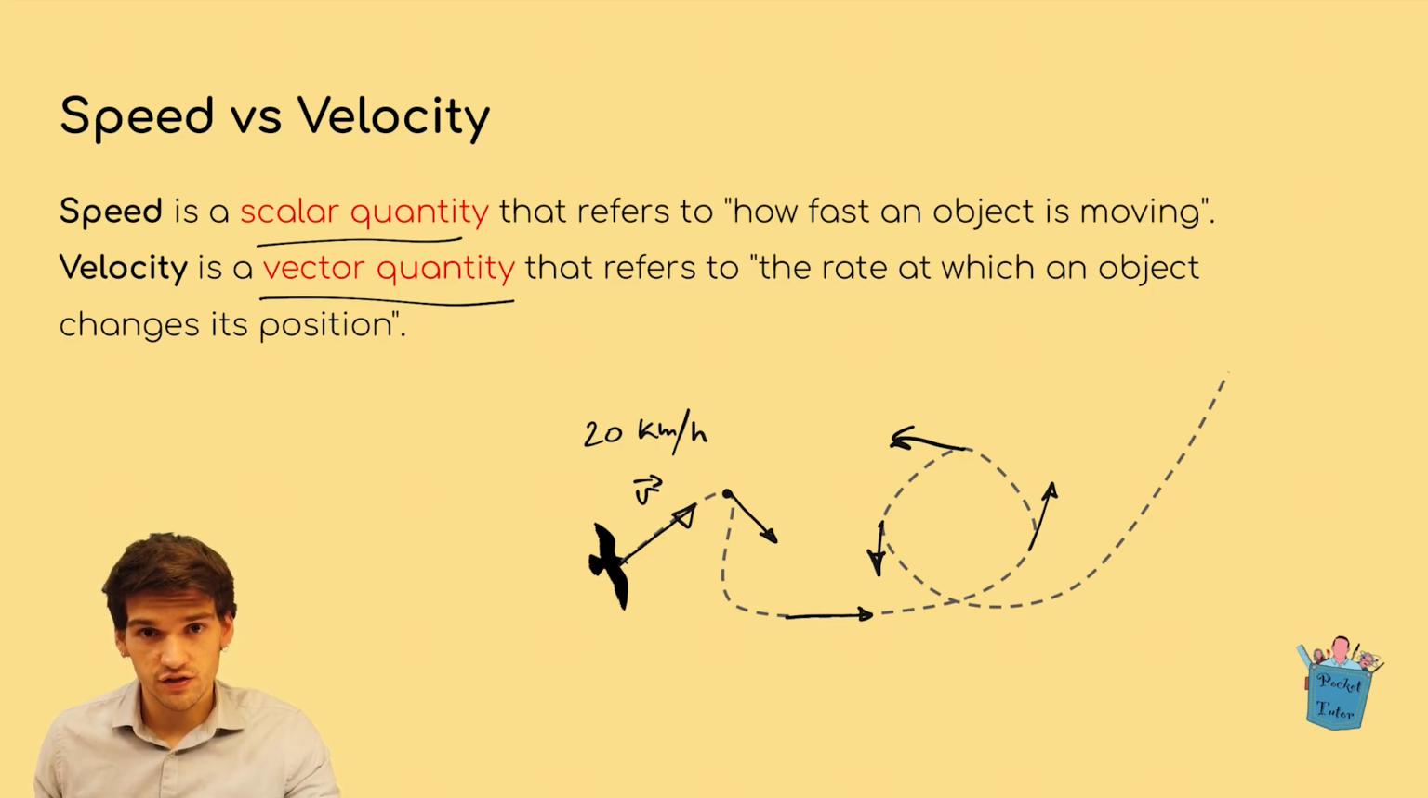So velocity is a vector, therefore it has a direction and an intensity, while the speed is a scalar quantity, so it only has a value, but it doesn't have a direction.